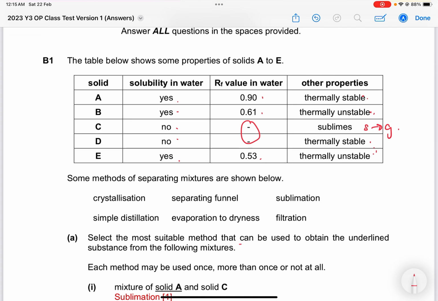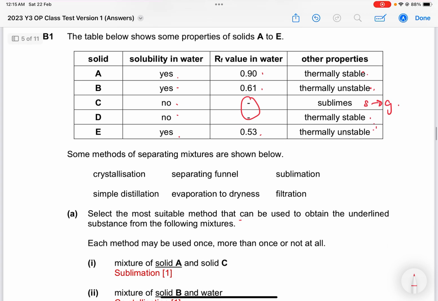Select the most suitable method that can be used to obtain the underlying substance from the following mixture. So I want solid A from solid C. So A and C, one is soluble, one is not soluble in water. So actually, you can dissolve and filter. I realize down here don't have the dissolve part, no dissolution. So I cannot use the filtration without dissolving.